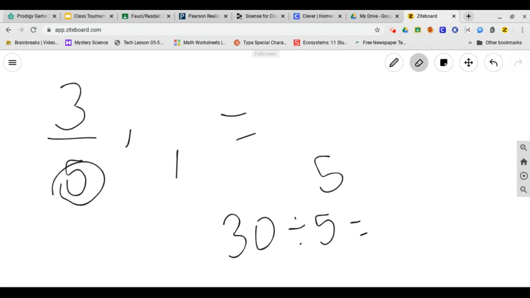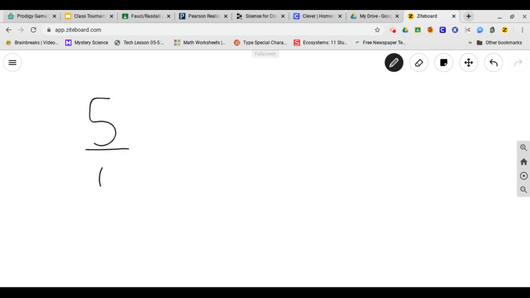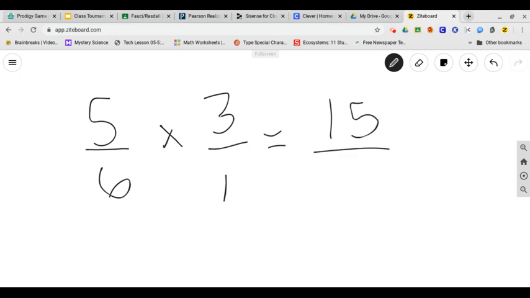Let's try another. I think you guys get the hang of it. It's pretty simple. Use a multiplication chart if you need to. 5 over 6 times 3. Put the whole number over 1. Numerator times numerator. 5 times 3 is 15. Denominator times denominator. 6 times 1 is 6.